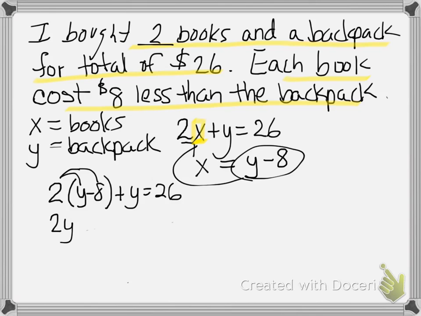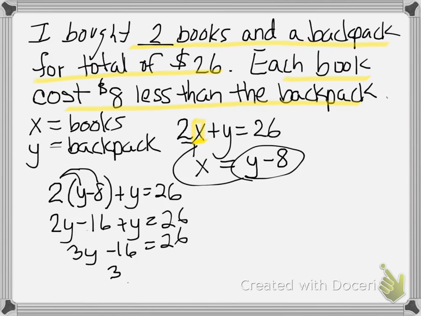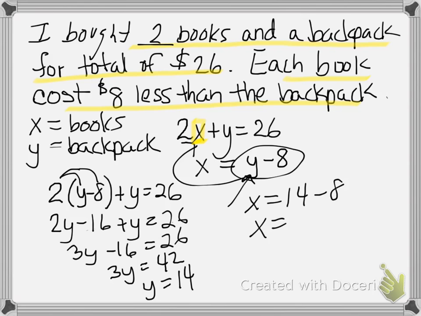Okay, so 2y minus 16 plus y. That looks better. So that's 3y minus 16 equals 26. Bring that 16 over, and I'm going to get 3y equals 42, and then divide by 3, I'm going to get y equals 14. So then I can plug the 14 back into here. x equals 14, take away 8, so x equals 6.